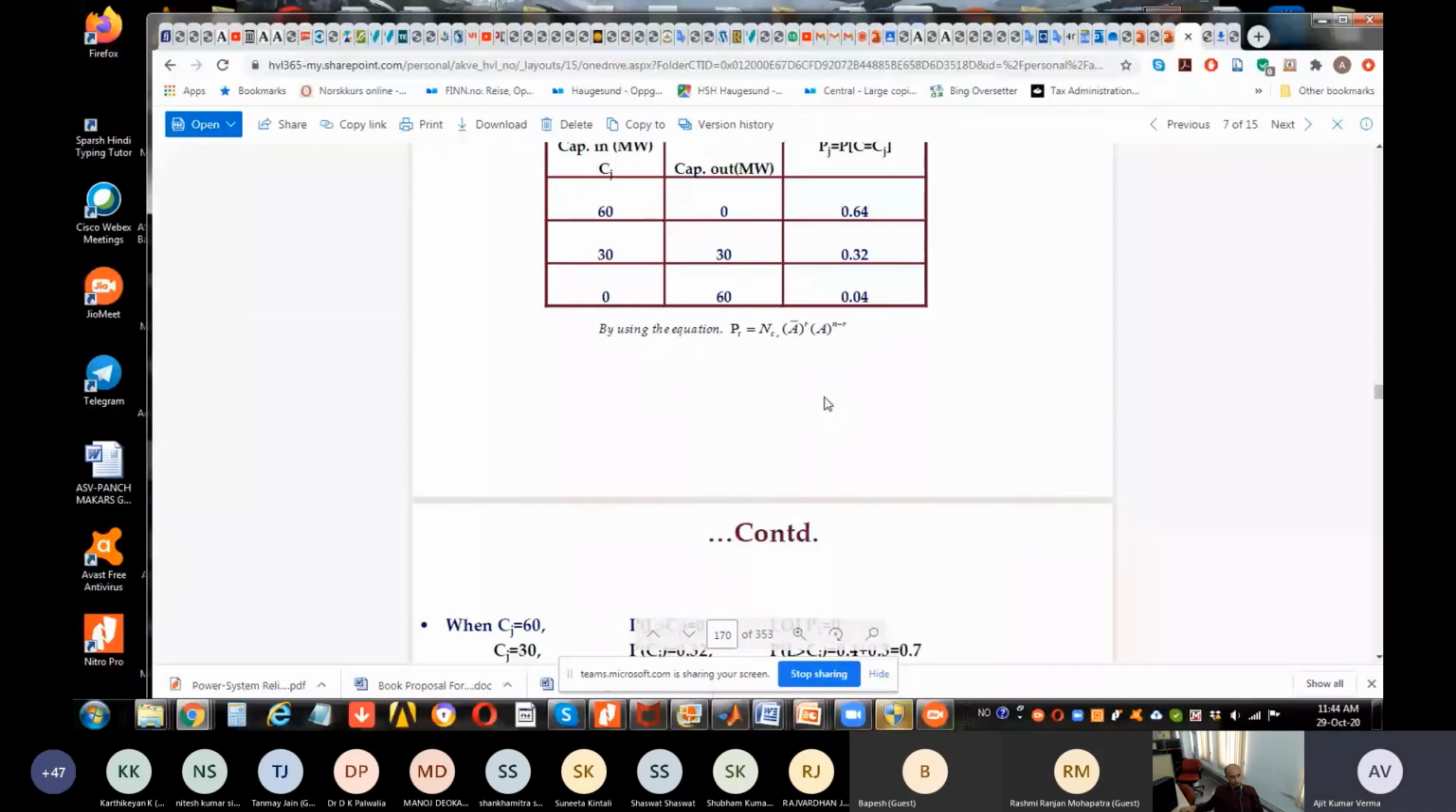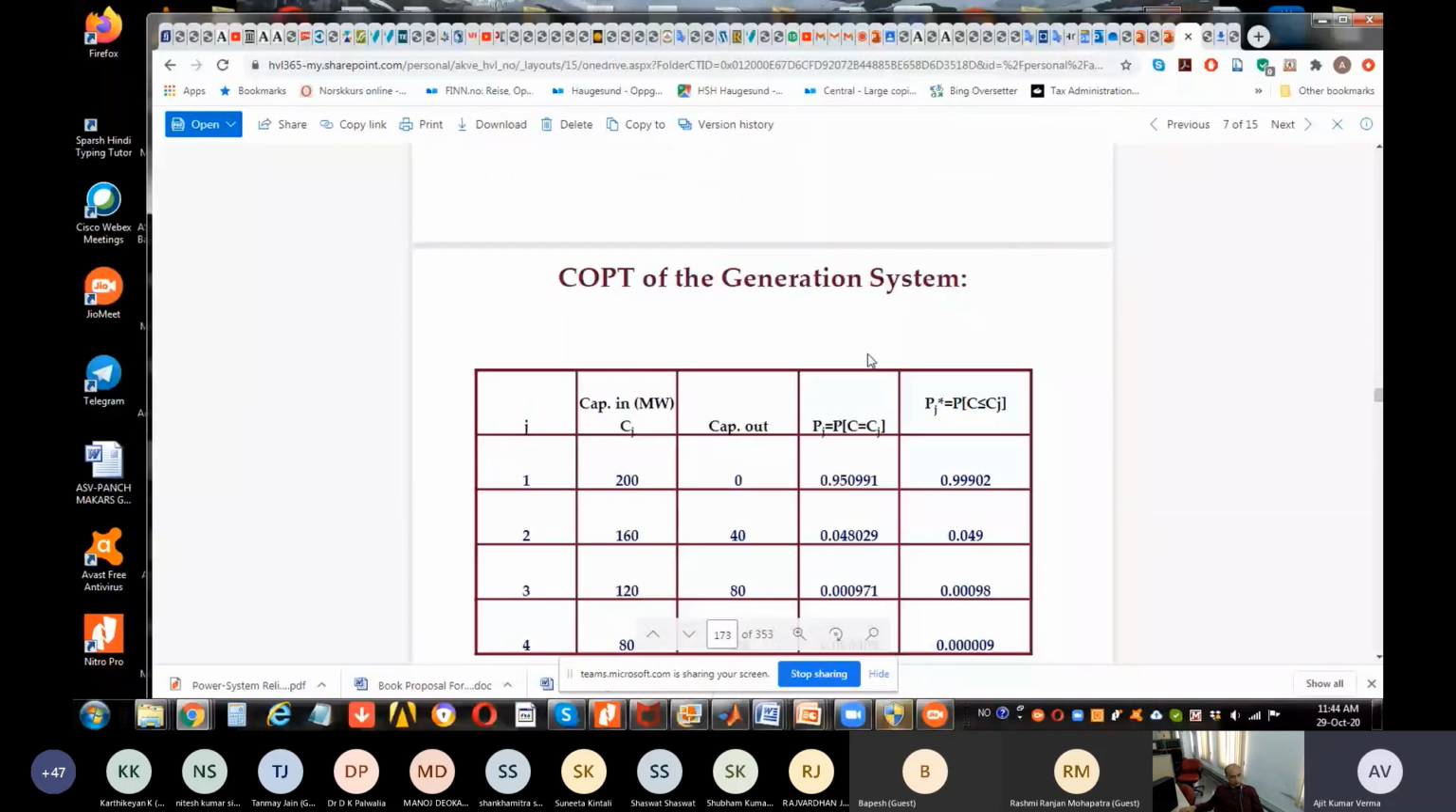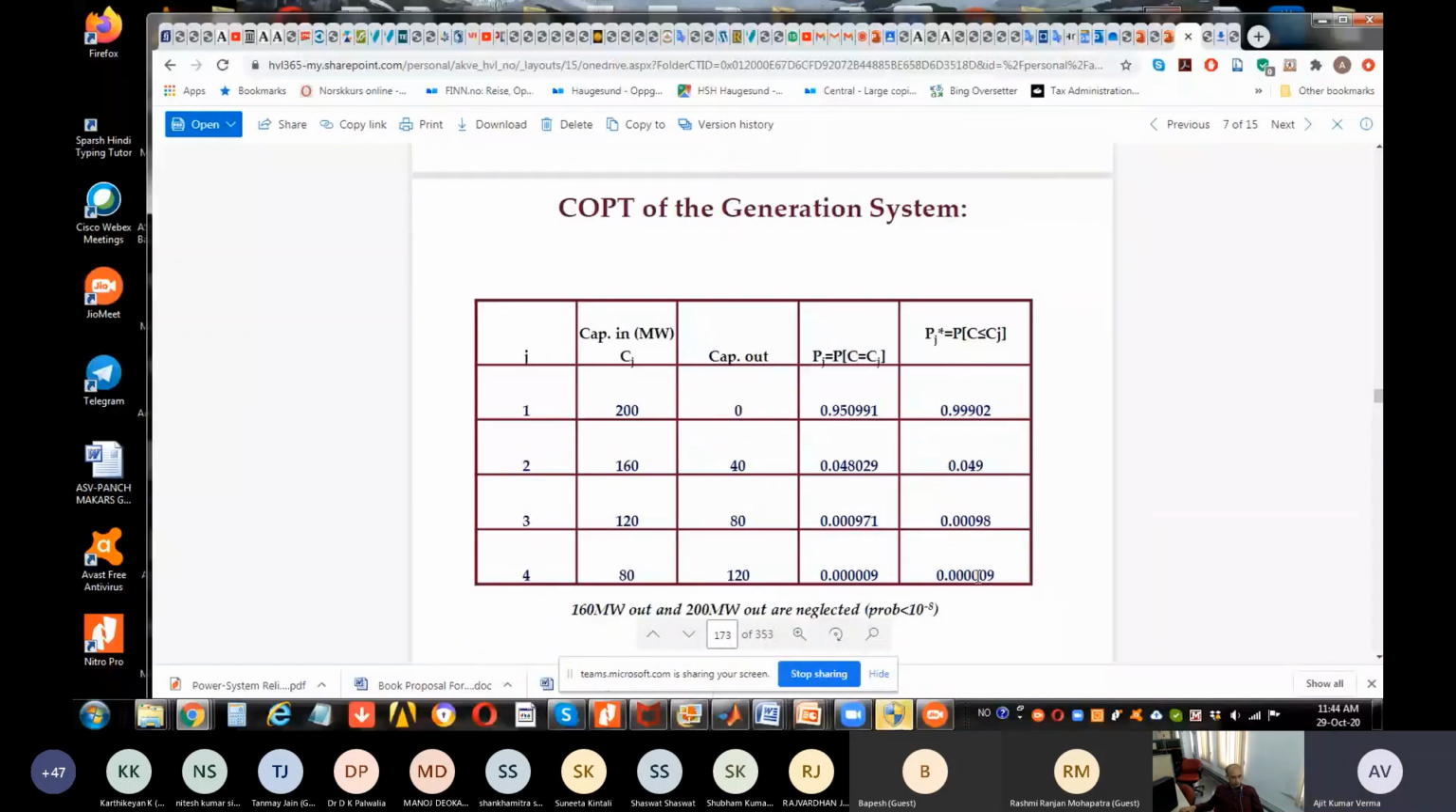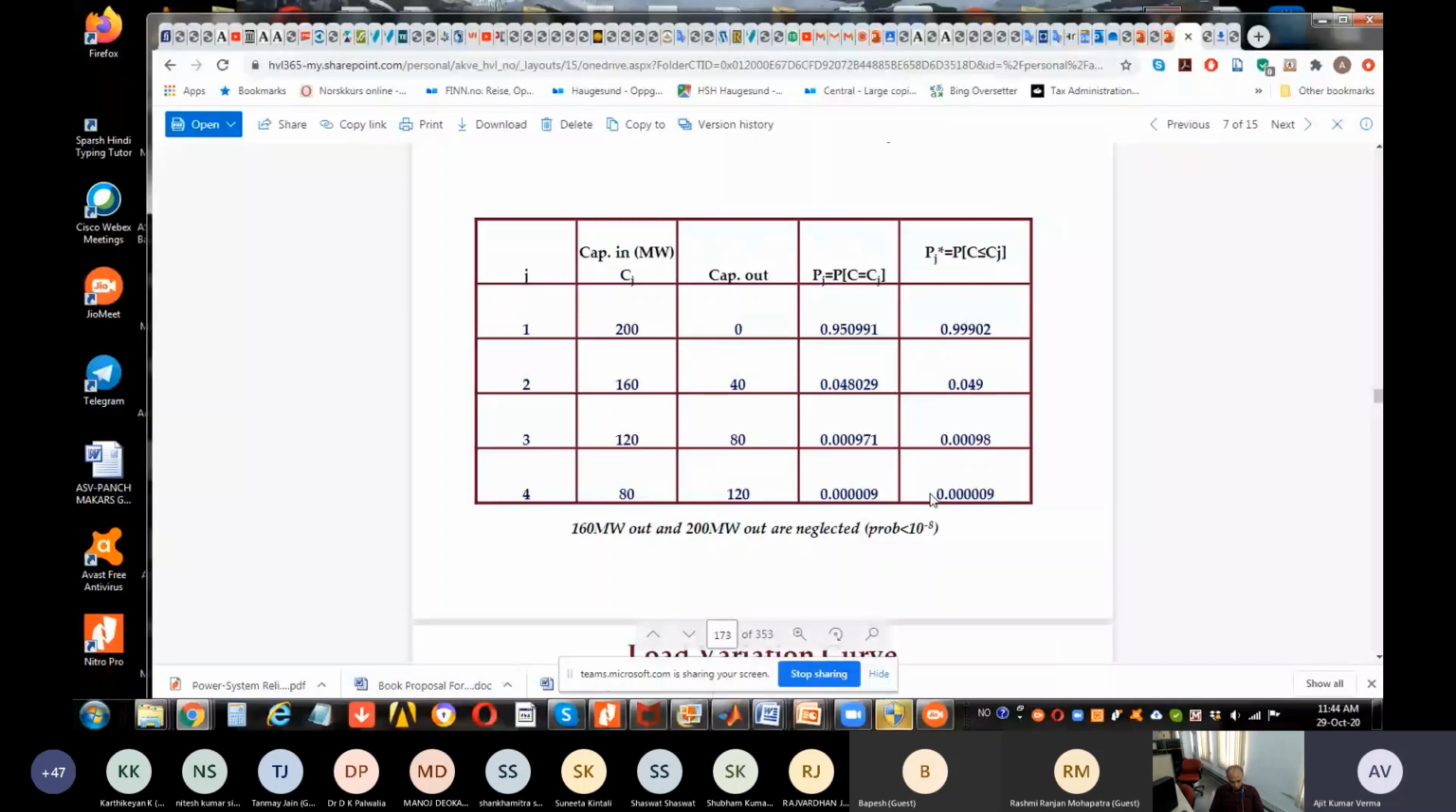Okay, so you have these calculations, and this is a cumulative. That means from 0 to 80, you have added them, because they are all in 8, 9 places of decimals, so they won't really matter. This is already in the 6th decimal place. So we are finding out the cumulative. Actually, the cumulative should add up to 1, but because we have ignored some of those terms for convenience sake and for not making it look very cumbersome, with too many entries, it totals up to 0.99902. Otherwise, it would total up to 1. Okay, so this is the COPT.